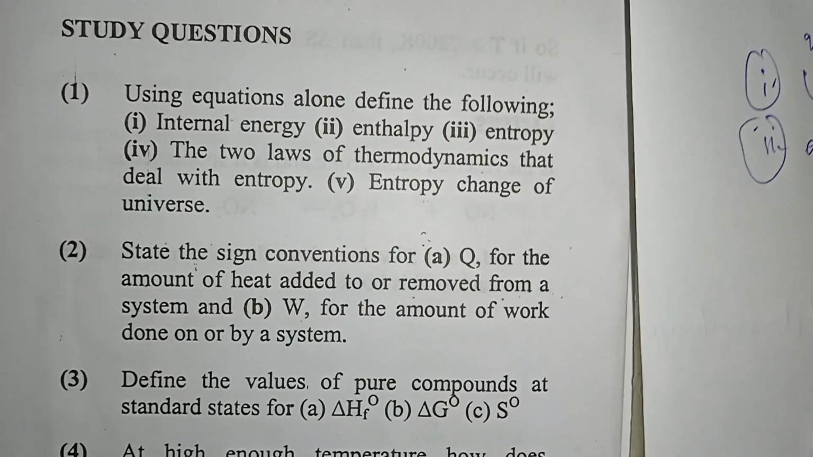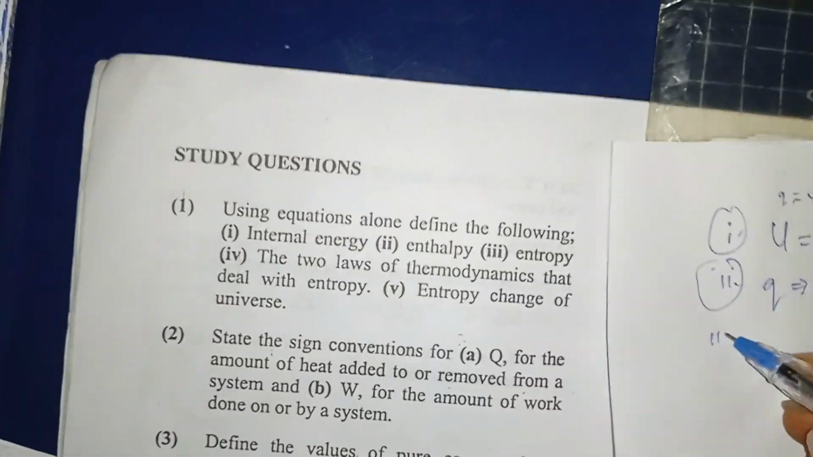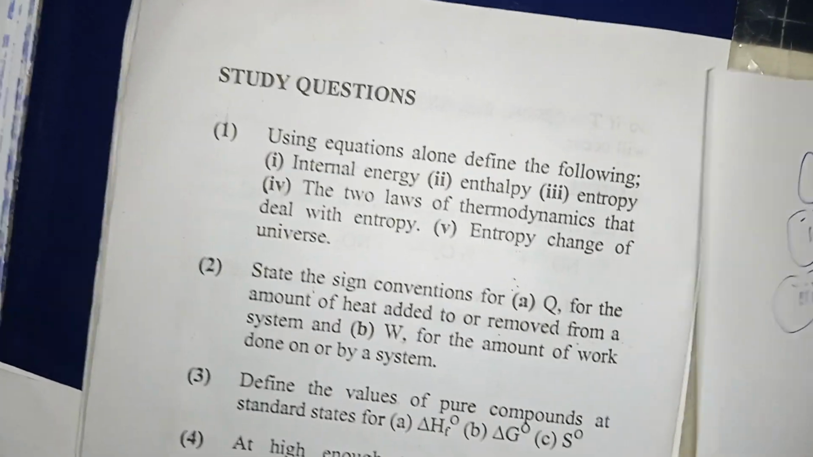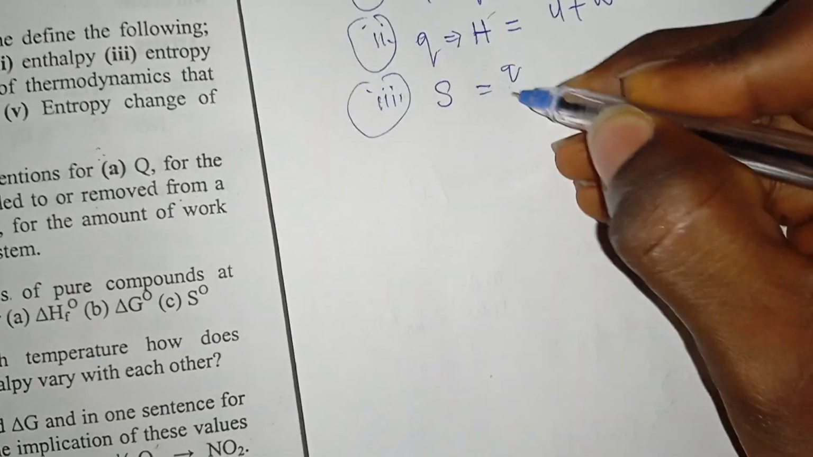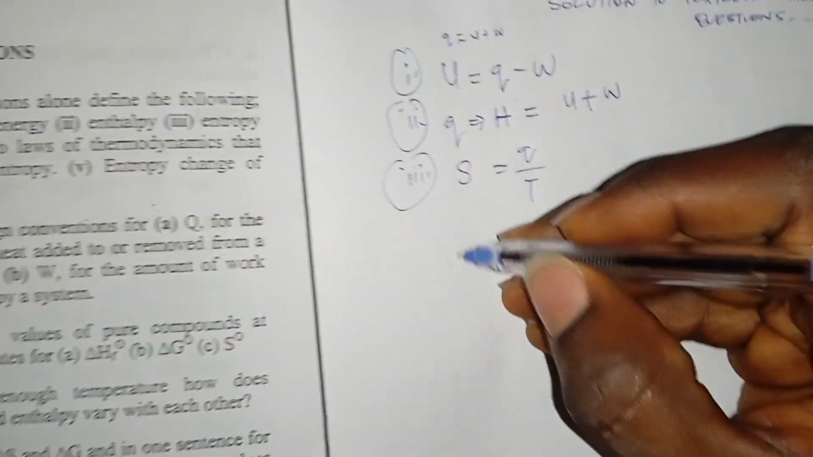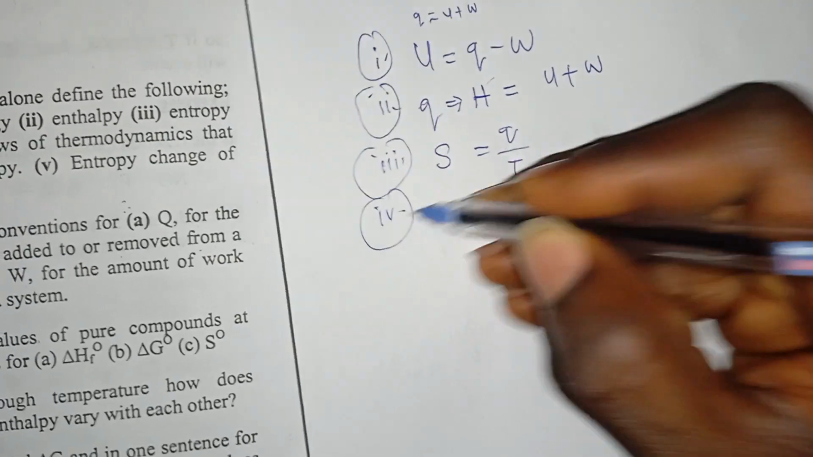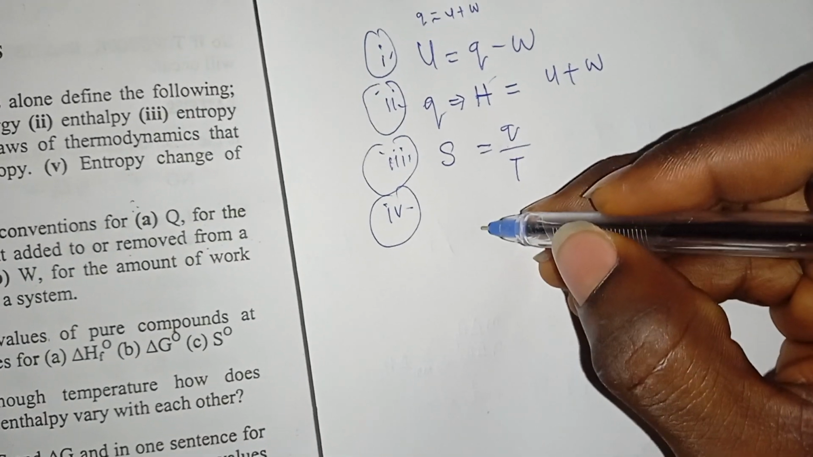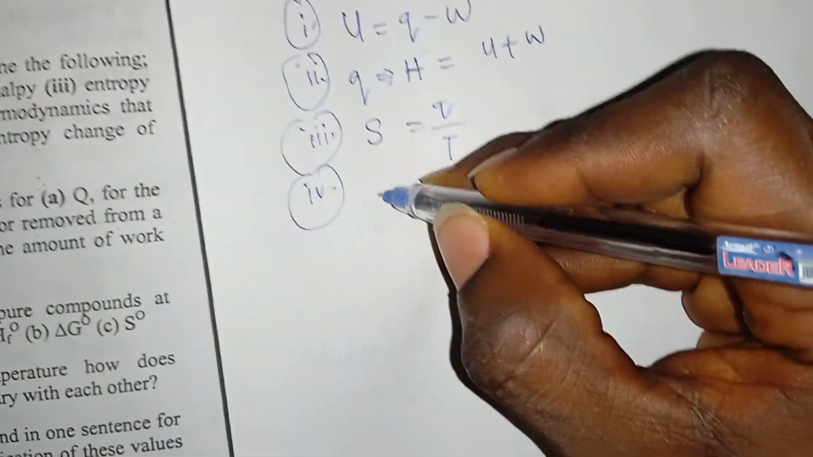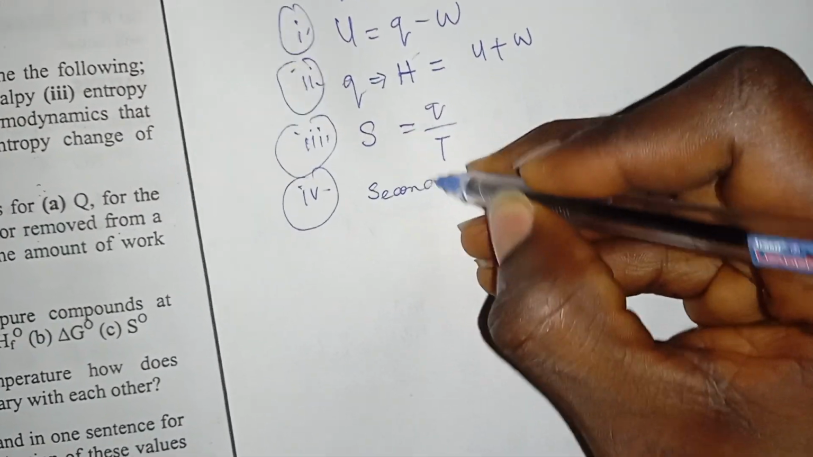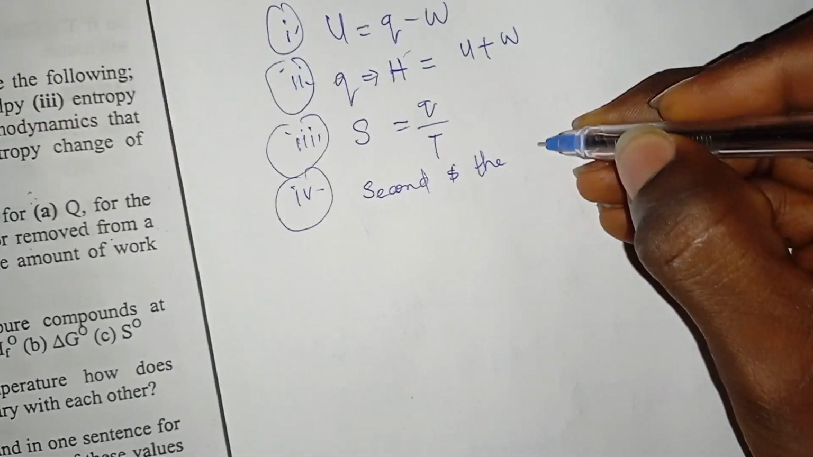Now they say, using equations, define entropy. Entropy S, or delta S, the change in entropy, is the same thing as Q over T. Next, the two laws of thermodynamics that deal with entropy. The two laws of thermodynamics that deal with entropy are the second and the third law.